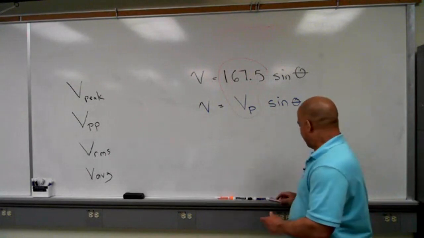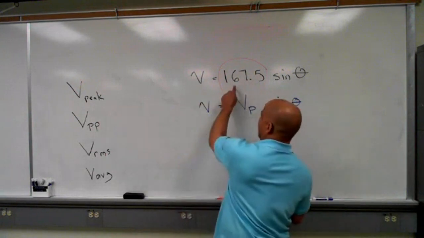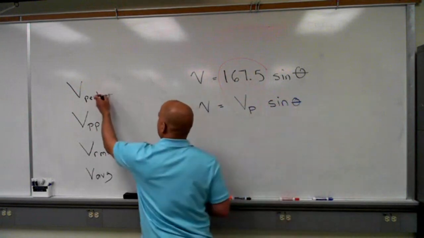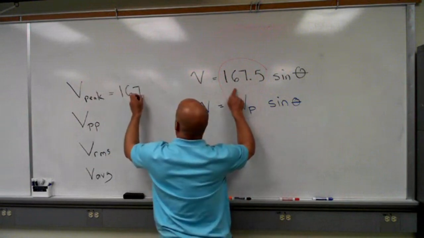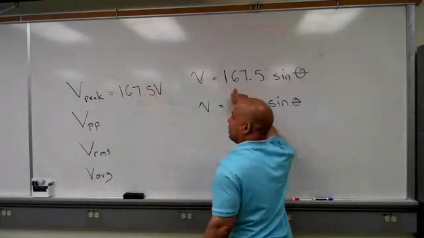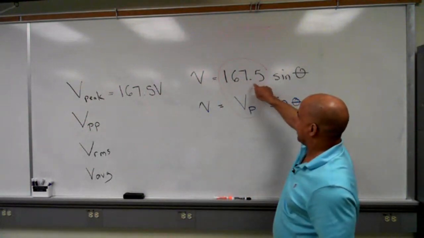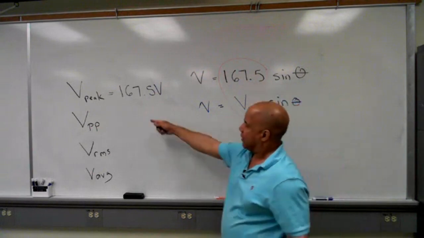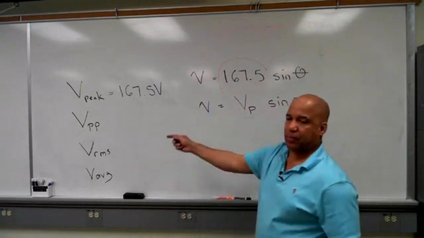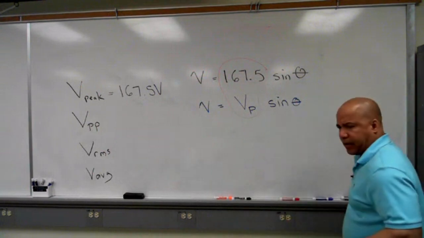But this peak value, you can just look at that and say, all right, I know what that is. Peak value is just that: 167.5 volts. Given this equation, you can just look at the number in front of the sine, and that is your peak value. These are all based on the peak value, so you should be able to calculate those. If you got a calculator, go ahead and calculate those real quick.